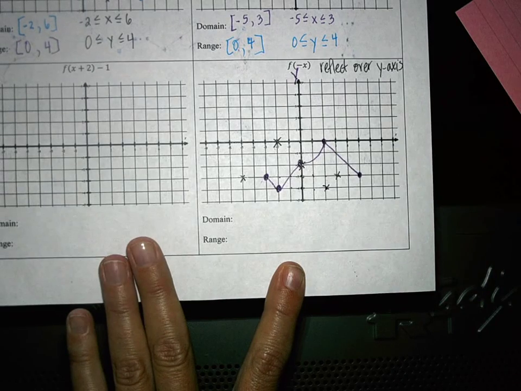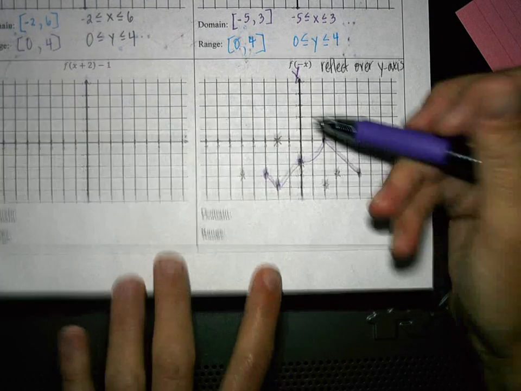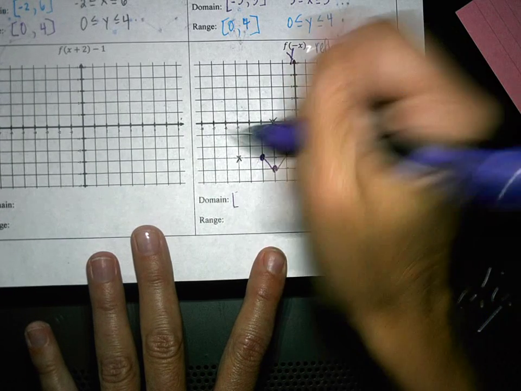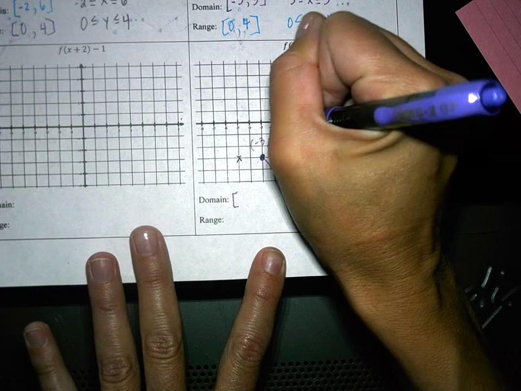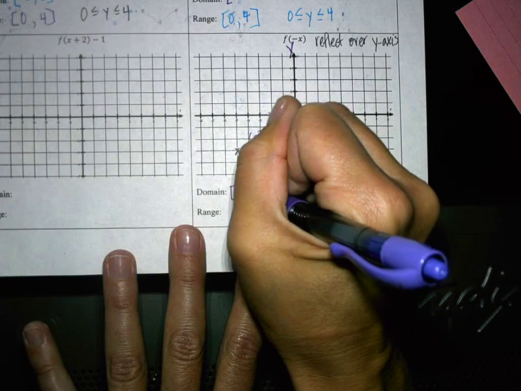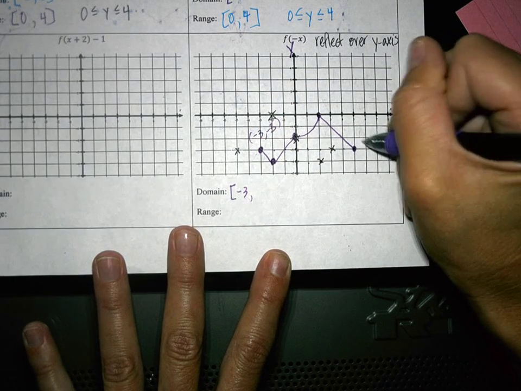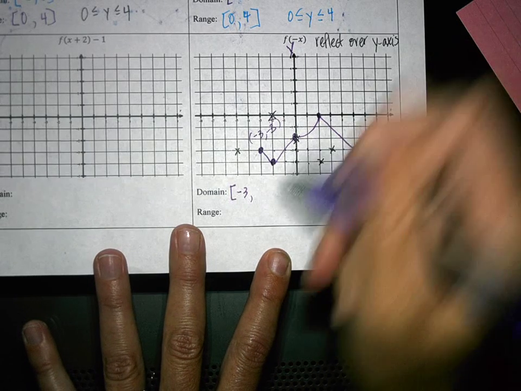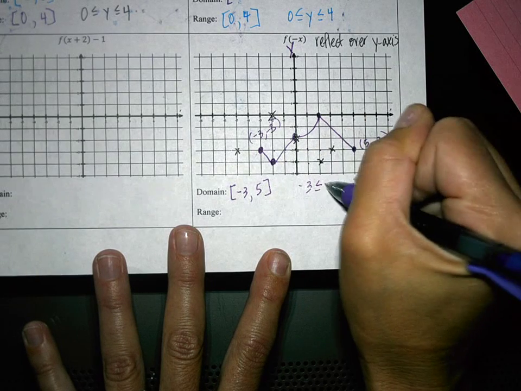Okay, so writing the domain, what will be my domain value? So this ordered pair is at -3, -3. And so that means my domain will start at -3. Over here it ends at 5, -3. And so that means it's going till 5. That is -3 is less than or equal to x is less than or equal to 5.